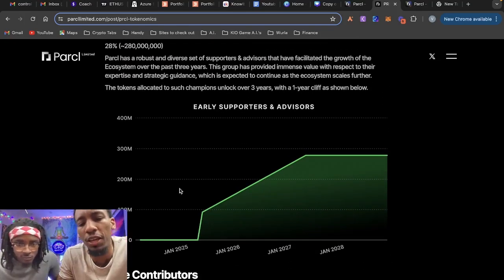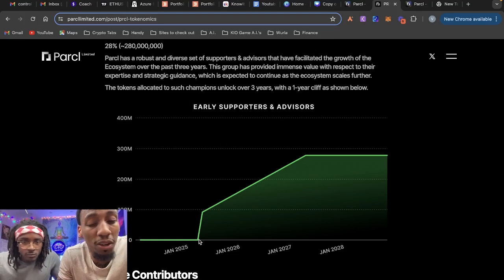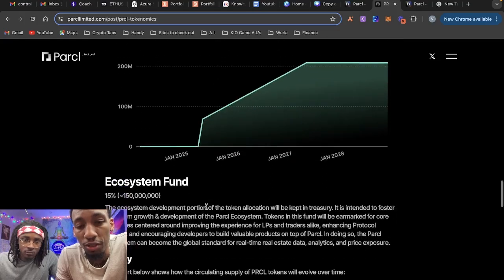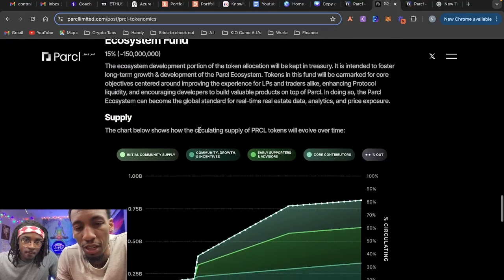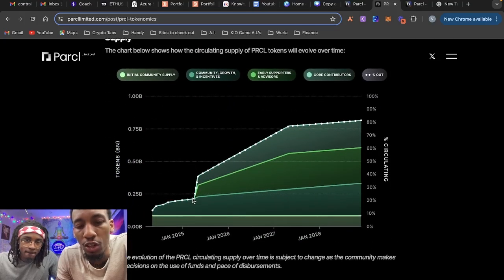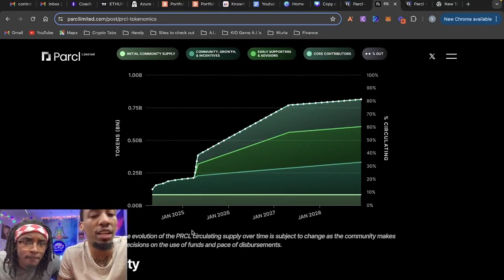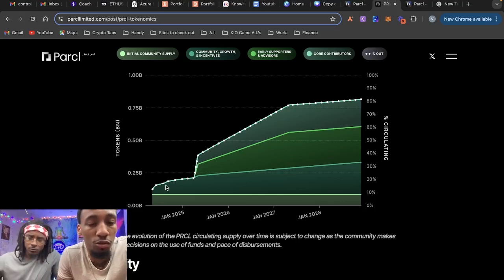It goes to show here that most of them are coming onto the market, and most of them are going to start getting dumped January 2025. So we have that for the early supporters, and we have that for the core contributors, January 2025. It shows pretty much all of them starting to hike up, except for utility maybe. So this could be a good trade until January. You might want to look into a short position, depending on how the overall market's doing.